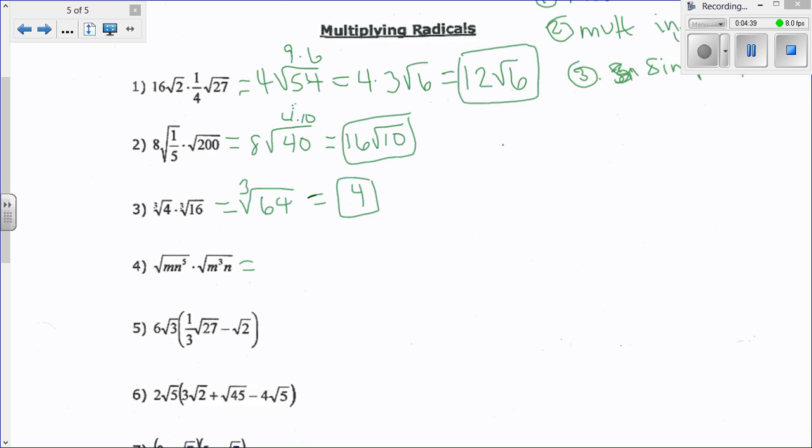For the next one, this is just variables. And when I multiply variables with exponents, I add exponents. So this becomes m to the 1 plus 3 is 4, times n to the 5 plus 1 is 6. Therefore, I have the square root of m to the fourth, n to the sixth. Since they are even powers, they are perfect squares, so I just take half of them, so it simplifies to m squared n cubed.